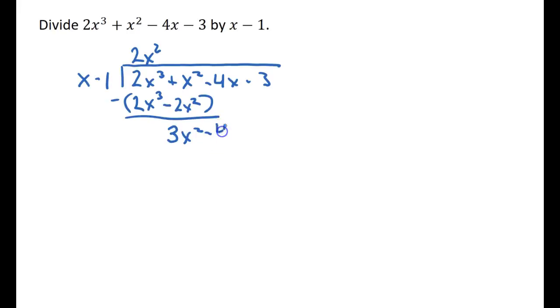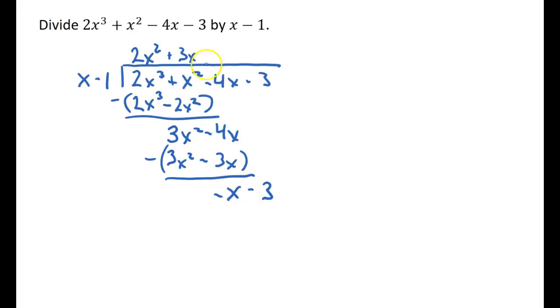Bring down my next term. x times 3x will give me 3x squared. So that's 3x times x is 3x squared. 3x times negative 1 is minus 3x. Subtract. That cancels. I have negative 4x minus a negative 3x. That's negative 4x plus 3x, which is negative x. Bring down my last term.